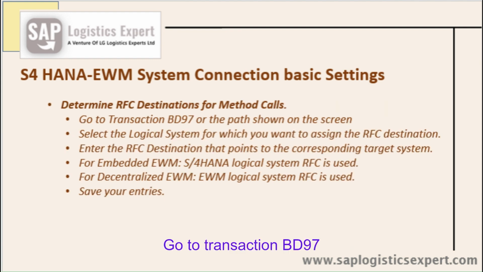Go to Transaction BD97 or the path shown on the screen and select the logical system for which you want to assign the RFC destination. Enter the RFC destination that points to the corresponding target system. For embedded EWM, use S/4HANA logical system. For decentralized EWM, use EWM logical system, and in the corresponding EWM system use S/4HANA logical system.